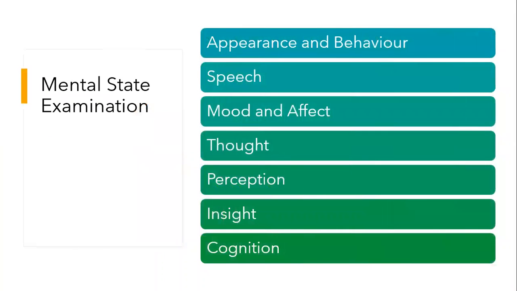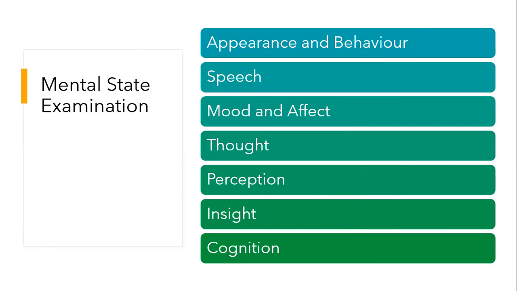So the mental state examination is split up into different sections. We start with commenting on the appearance and behaviour. We comment on their speech, their mood and affect, their thoughts, perception, insight, and cognition.